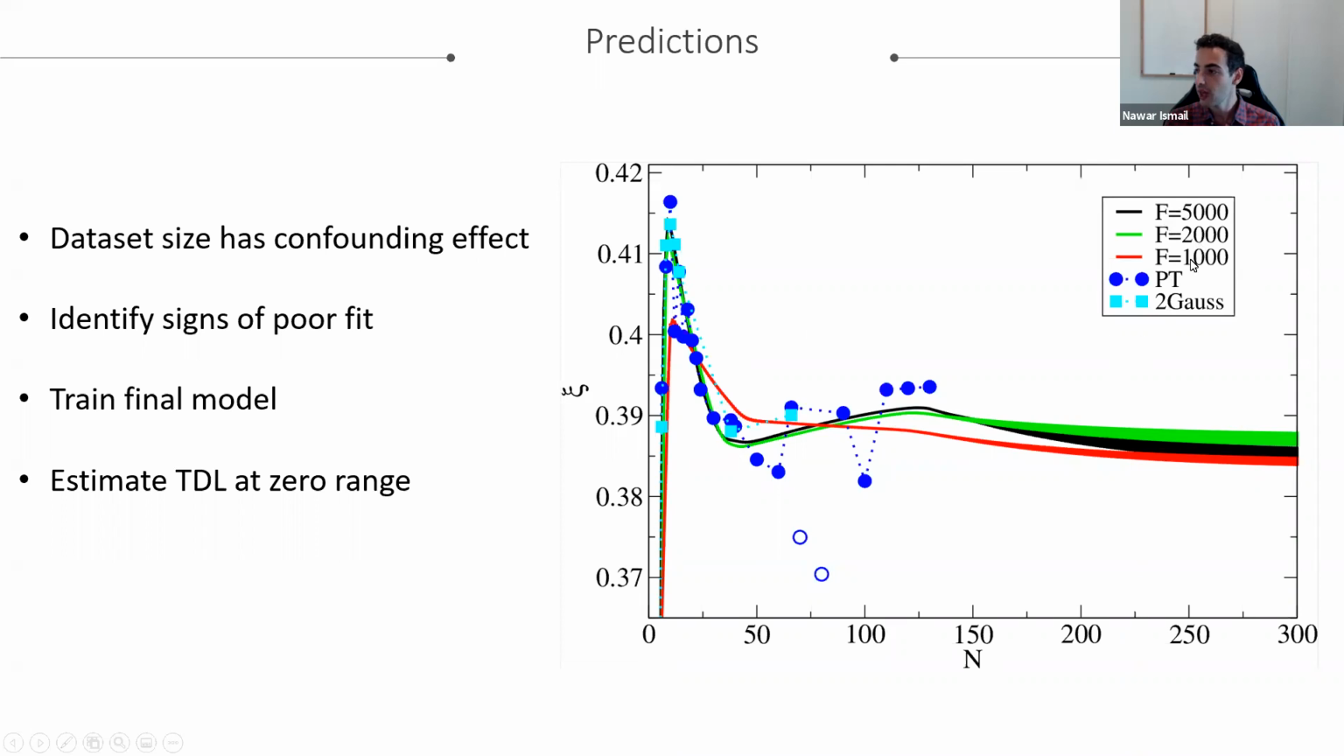We find that with a relatively low data set size, f equals 1000, the peak at the low end is not captured. Conversely, there's a kink at around n equals 40, which is more prominent with f equals 5000. And so we're justified to take f equals 2000, which represents the data set size, as the correct hyperparameter that best captures those details. And from there, we can take the networks and extrapolate to high n and use that as our estimate.